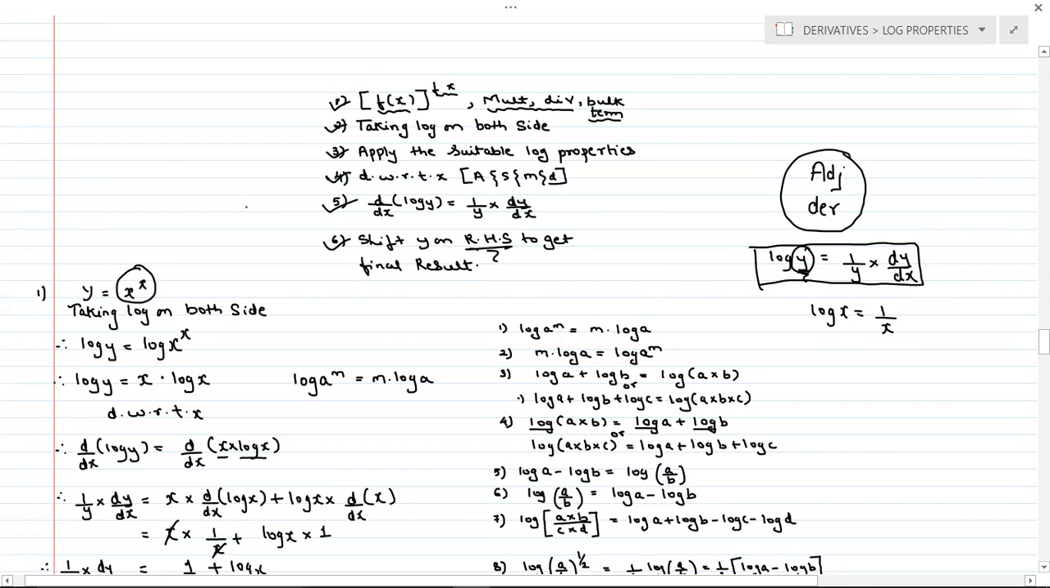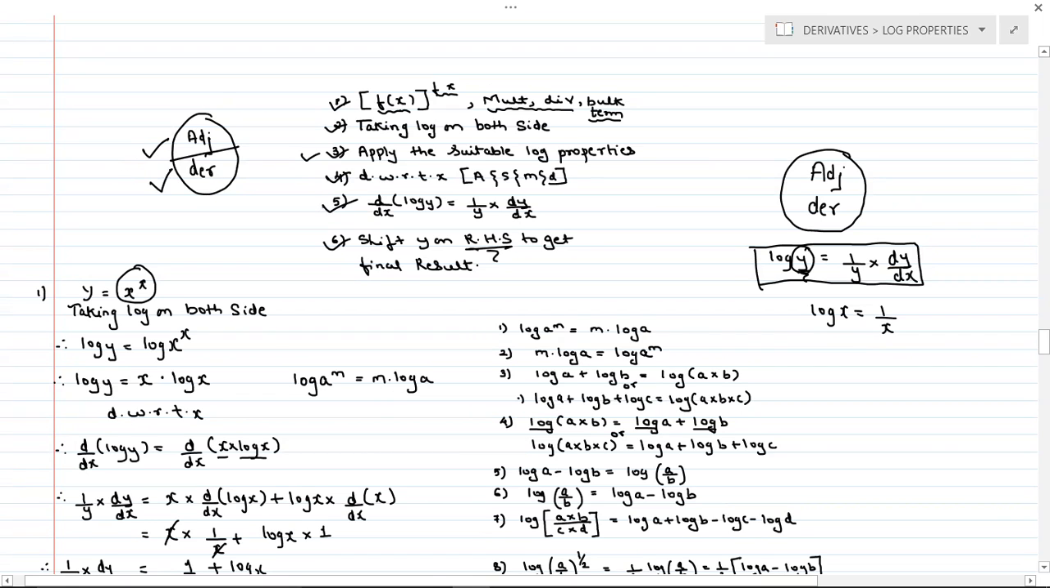Then, after guessing it is a function raised to function or bulk term, straight away start with the step of taking log on both sides. After taking log on both sides, in step number 3, apply the suitable log property. Why do we have to apply the suitable log property? Just to do the adjustment with respect to the log property, and only after that you do the derivative. Because I had explained, when you do these 2 steps, first adjustment, then derivative, it will reduce the steps as well as the confusion.